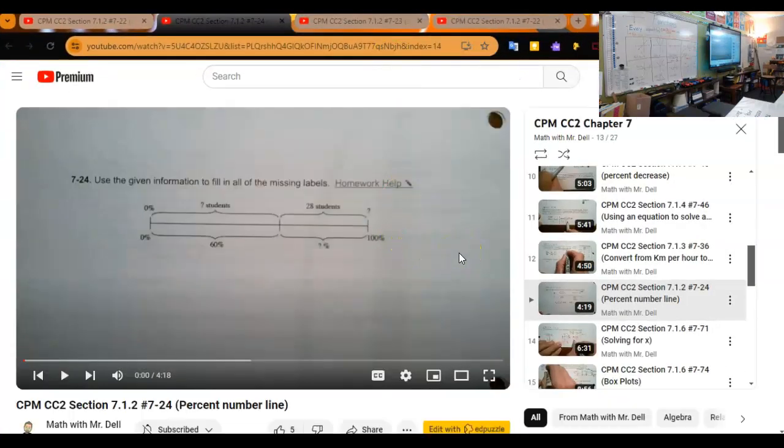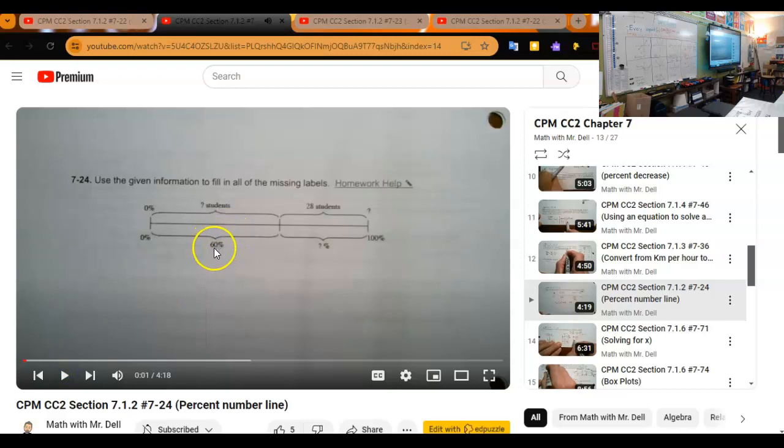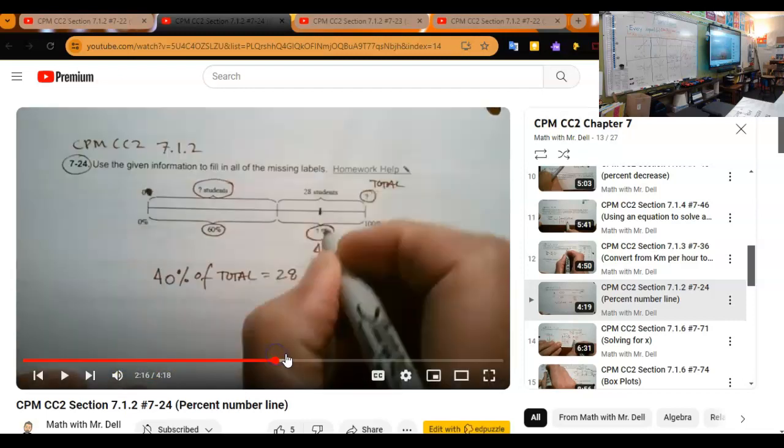Other ones are on his channel, like what I alluded to yesterday when we were talking in class about the 10% method and how we can do it from any percent. This problem, 24, starts you by essentially telling you 40% is 28. But if you need help walking through it, go check out Math with Mr. Dell because he walks through it.